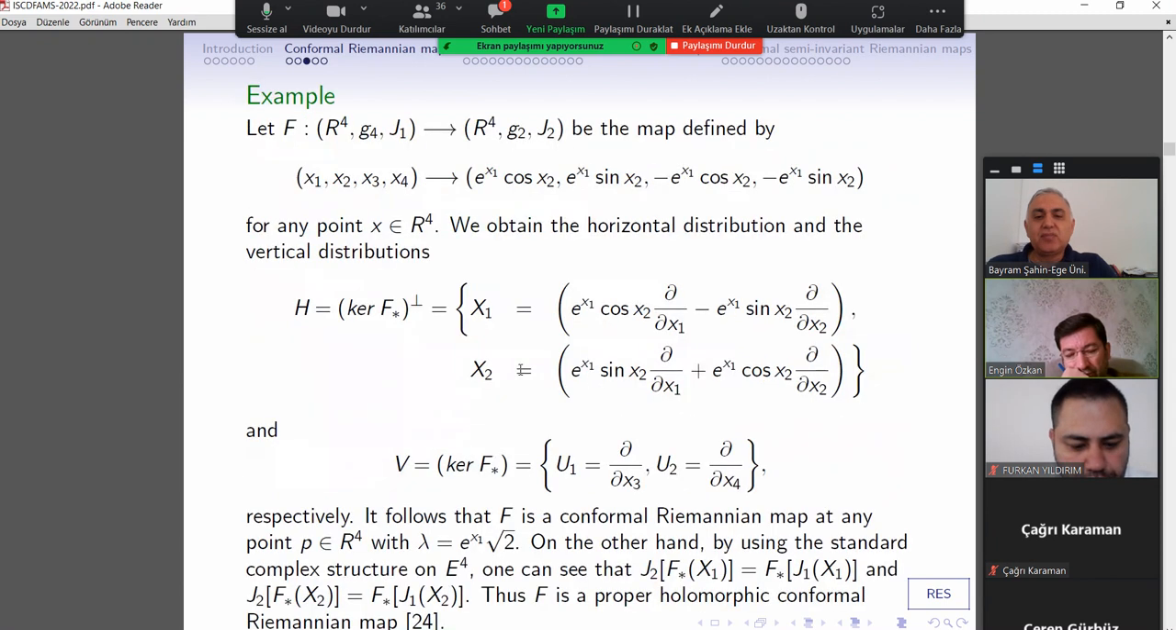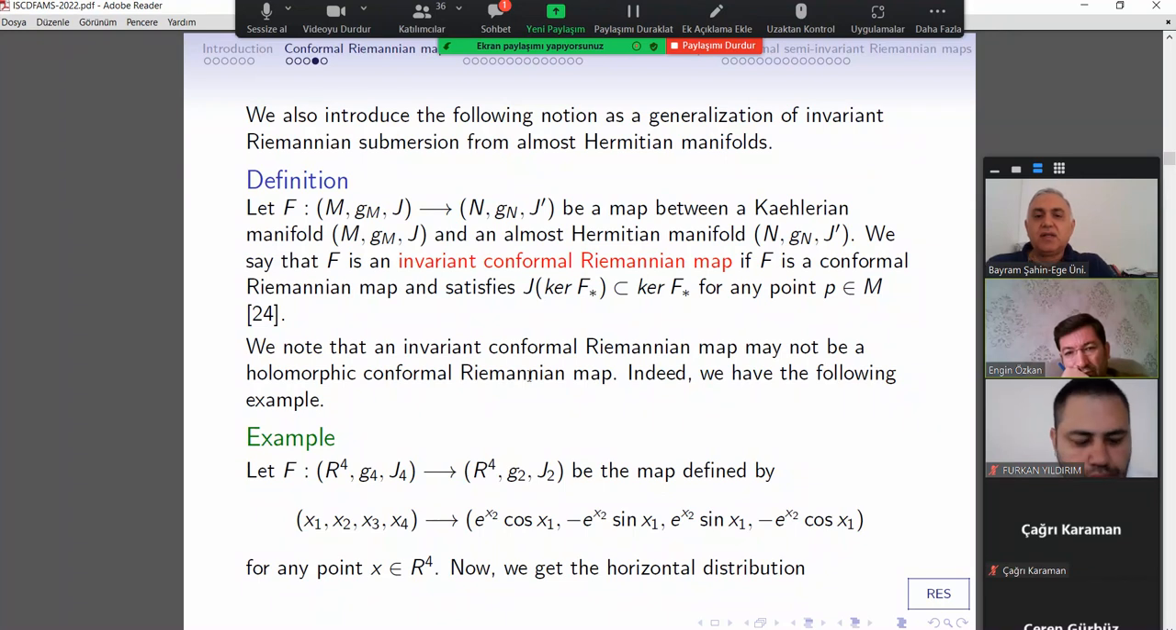Okay, also we have some special example here between R4 and R4. So you see we have one numerical example for this case. So you see this one we illustrated our notion by giving one specific example of holomorphic conformal Riemannian map.